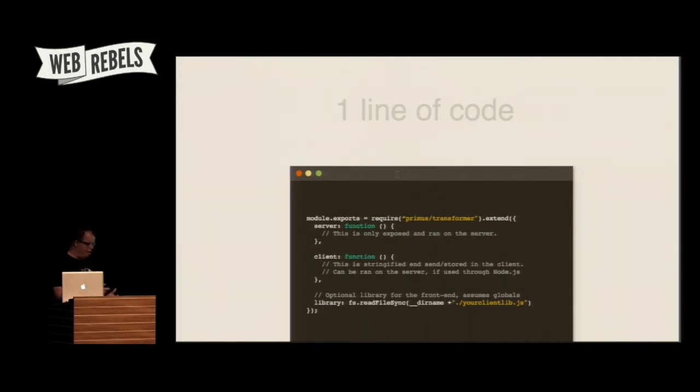So what you can do is when you're building these libraries, you can just extend the transformer from Primus. It uses the same extend syntax that you might have seen in Backbone. The only thing you have to write is a server part and a client part, and optionally you can include a library. The server part will only be executed on the server. We stringify the client and add it to our Primus.js client file. And it's just as simple as this to build your own framework.